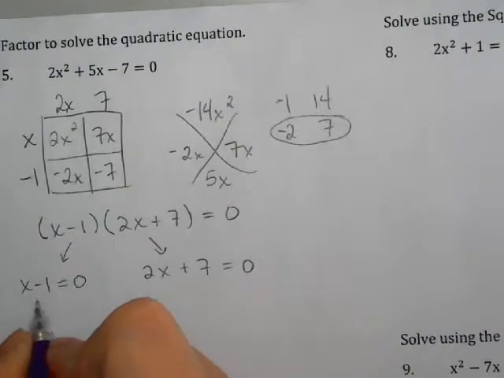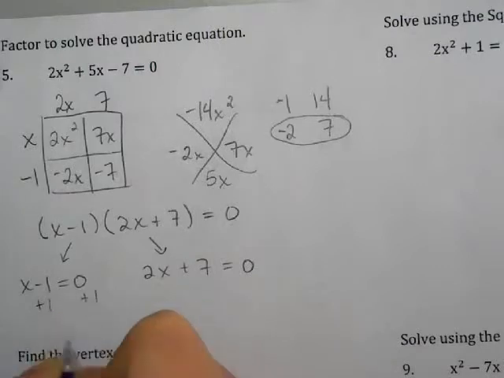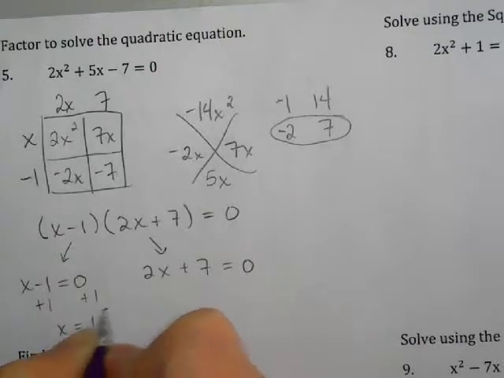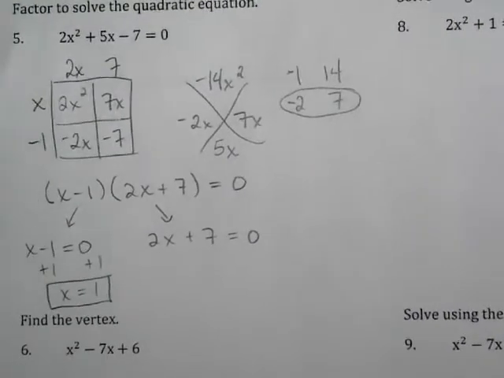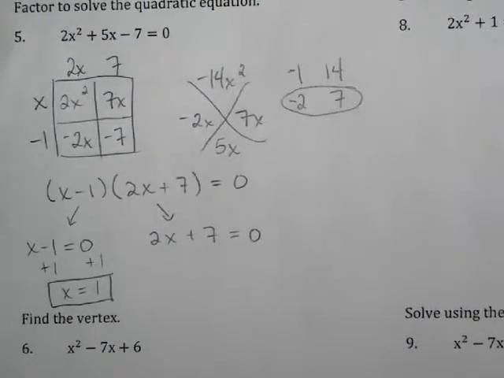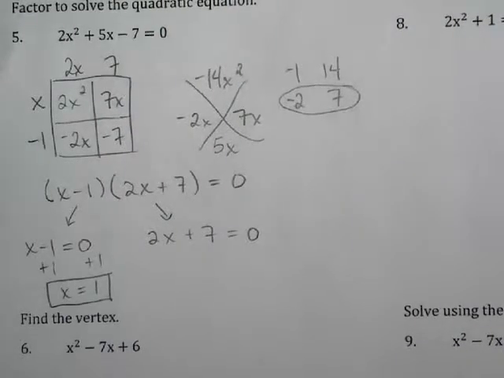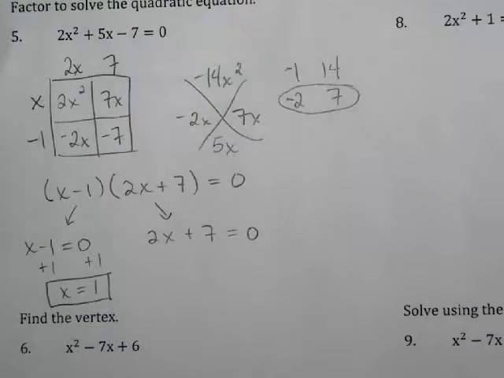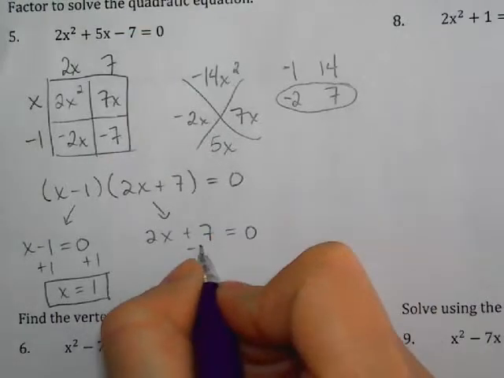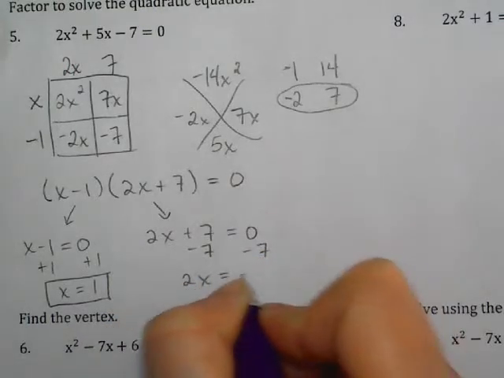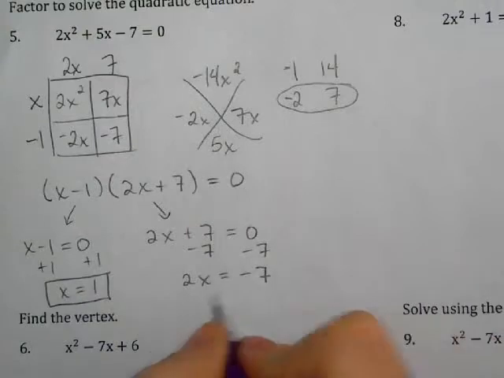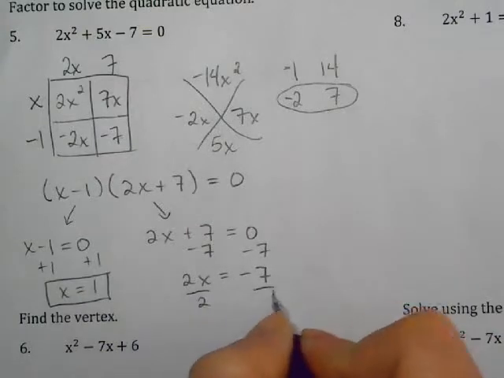The first one is pretty simple, plus 1, so x equals 1. We have to be a little bit more careful with the second one. How do I solve 2x plus 7 equals 0? What do I do? You subtract 7 from both sides. So I've got 2x equals negative 7, and then divide by 2.